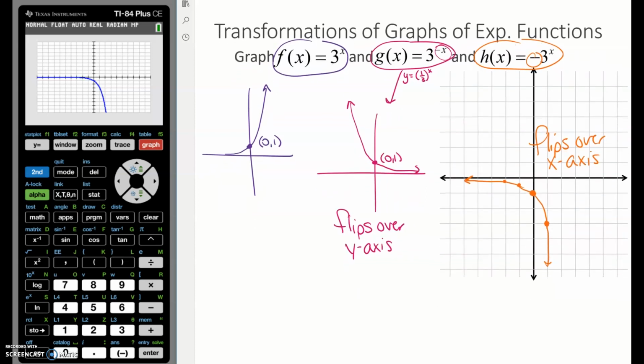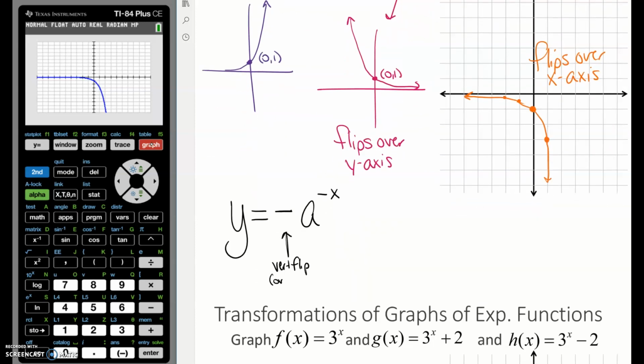Okay, so you might want to write yourself a little note that if you have a negative in front, this negative is a vertical flip, which you might want to write over the x-axis. A negative in the exponent is a horizontal flip over the y-axis.